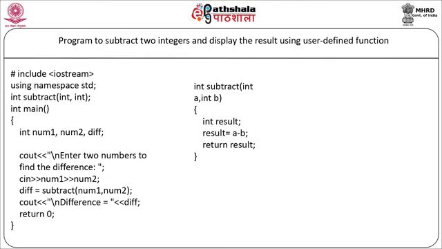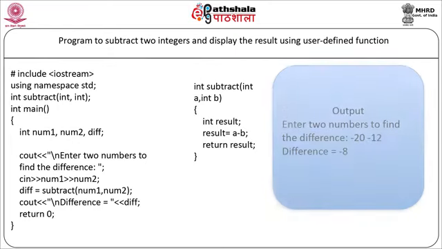Now when the above code is compiled and executed, it will produce the result as enter two numbers to find the difference. Suppose the user has entered the numbers as minus 20 and minus 12, then the output will be difference is equal to minus 8.